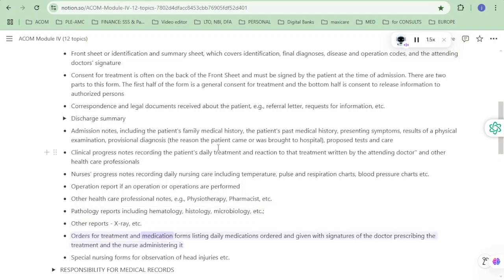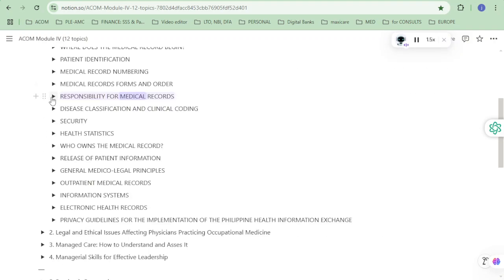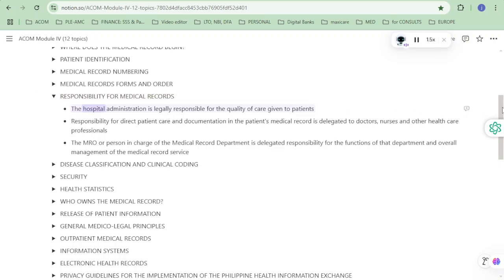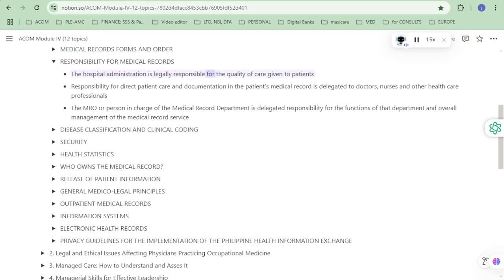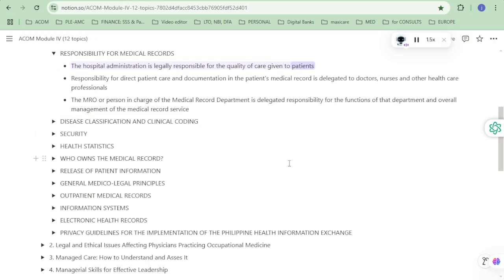Orders for treatment and medication forms listing daily medications ordered and given with signatures of the doctor prescribing the treatment and the nurse administering it. Special nursing forms for observation of head injuries, etc. Responsibility for medical records. The hospital administration is legally responsible for the quality of care given to patients.